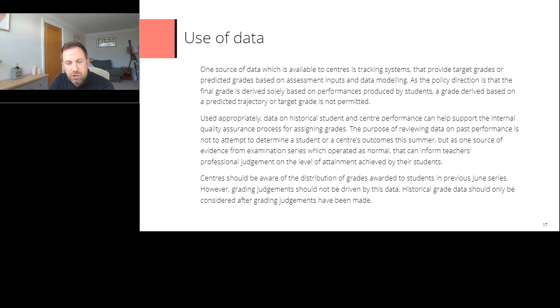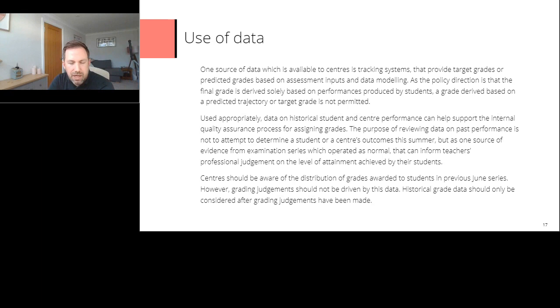What we would ask that you don't do is to use any other sources of data that you might have, which may include tracking systems or target grades or predicted grades that you would use in a normal year to understand the types of trajectories that your students are on.